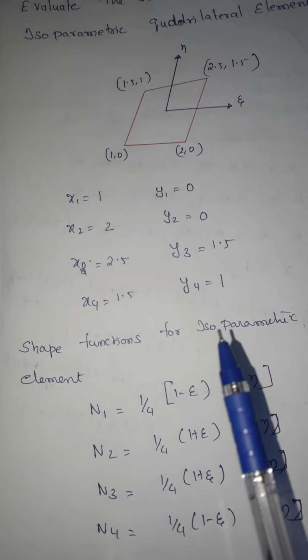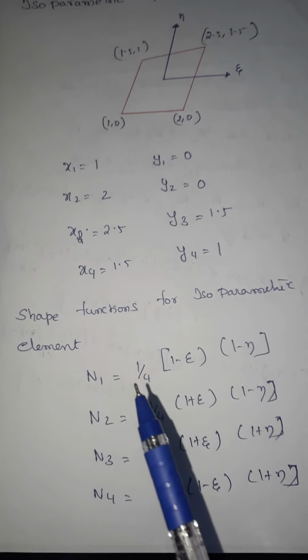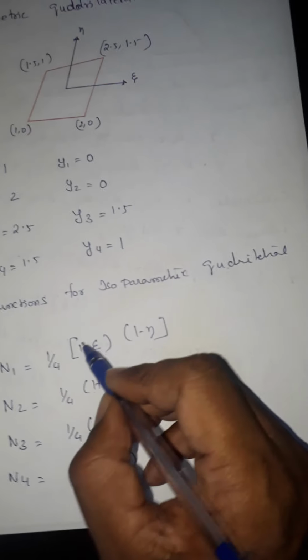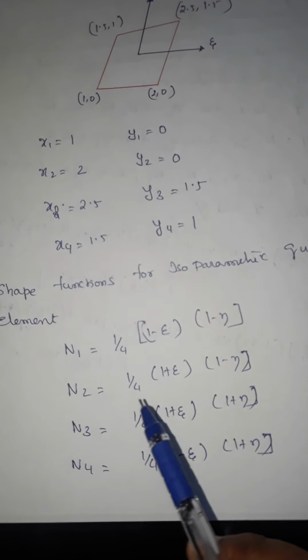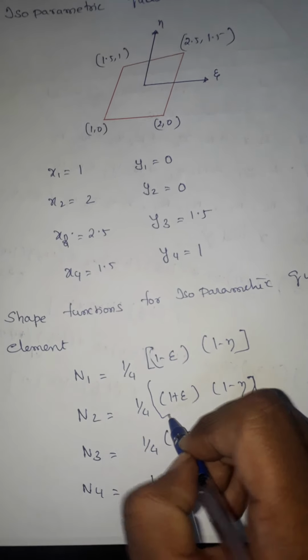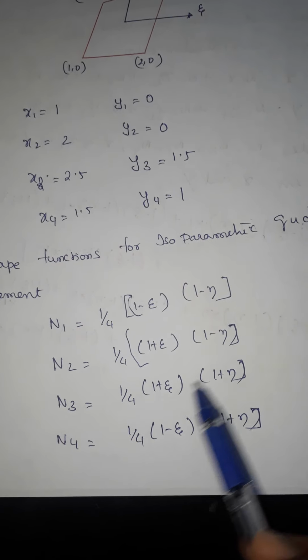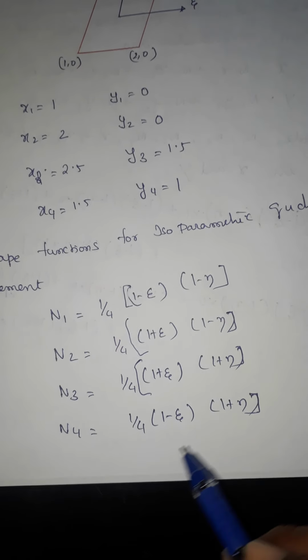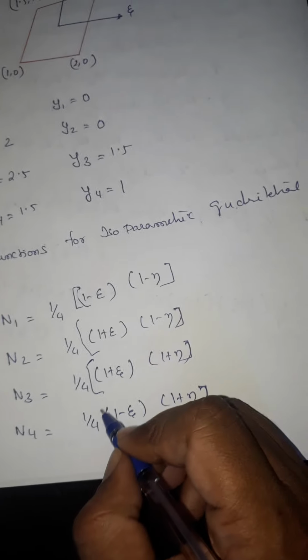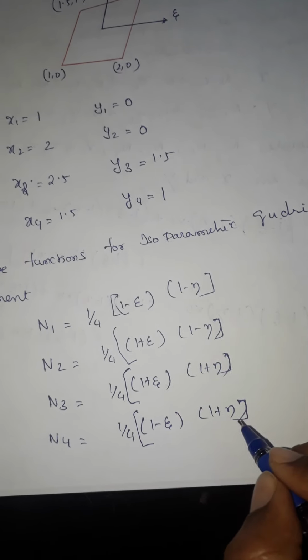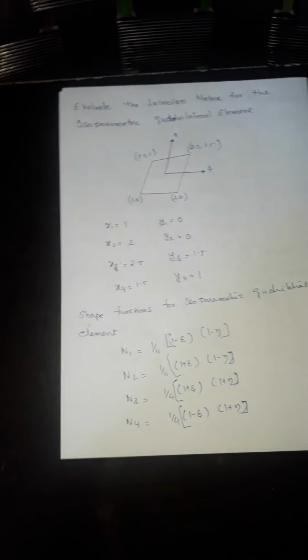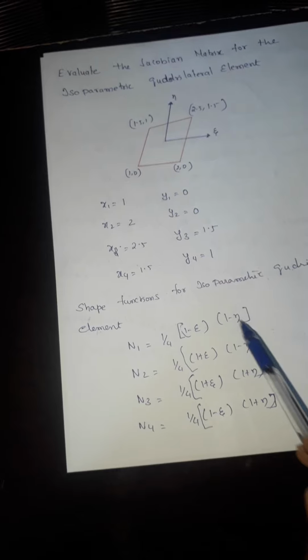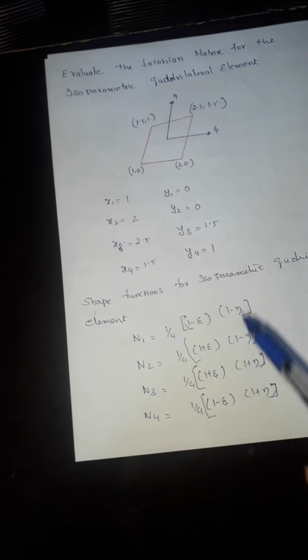The shape functions for the isoparametric element are N1 = 1/4 (1 - epsilon)(1 - eta), N2 = 1/4 (1 + epsilon)(1 - eta), N3 = 1/4 (1 + epsilon)(1 + eta), and N4 = 1/4 (1 - epsilon)(1 + eta). So these are all the formulas to find the shape functions. Now we don't have these values, so what should we do? If we had the values of epsilon and eta, we could directly substitute and get N1 and N2, but we don't have them.